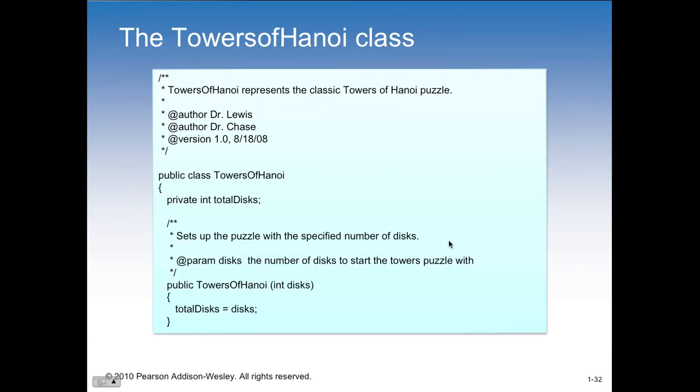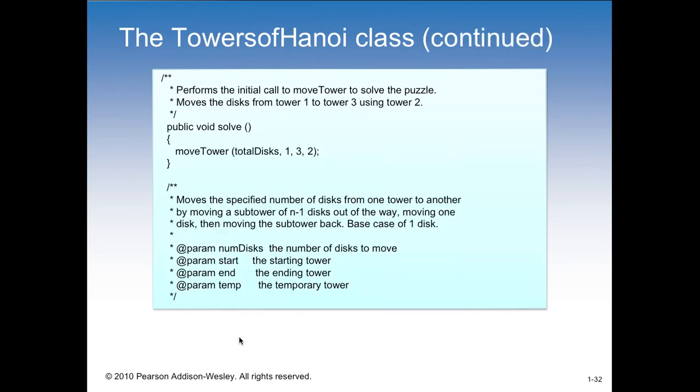And that was main. Out here we have a private integer totalDisks that we're going to have. Set it up, specified number of disks. And then totalDisks is equal to disks. Start out with the original disks. The initial call to solve the problem moves the tower from tower 1 to tower 3 using tower 2 as an intermediate step. And then we're going to call solve. Solve is going to say moveTower totalDisks, 1, 3, 2.